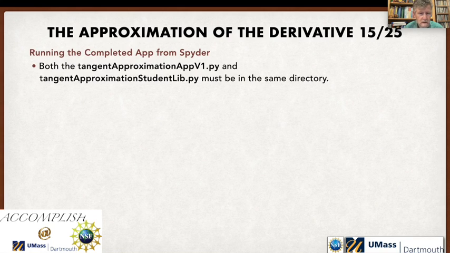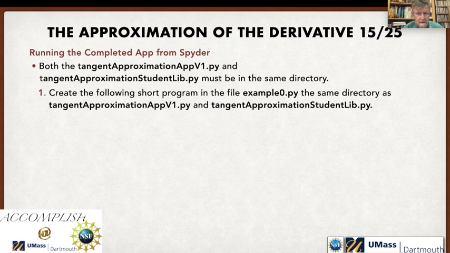Okay, to run this, you have to have both the approximation app version 1.py and the tangent approximating student lib, that is the completed version, in the same directory. And so you need to create the example 0.py file.